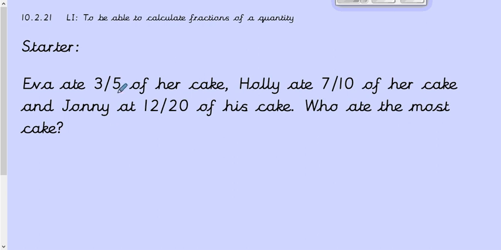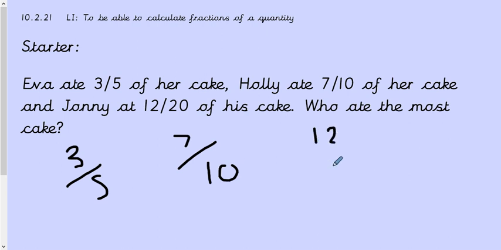So what you need to do is compare them. You need to work out who ate the least and who ate the most. And to do that, you need to make all the denominators the same. So we have 3/5, 7/10, and 12/20. Now straight away, I can see 20 is the biggest one. So I look at this one and I think, can these two go into 20? Can we times them by a number to get 20? If you're thinking, I know what to do, pause it now and carry on. If you're still not sure, then stay with me and we'll keep going through it together.